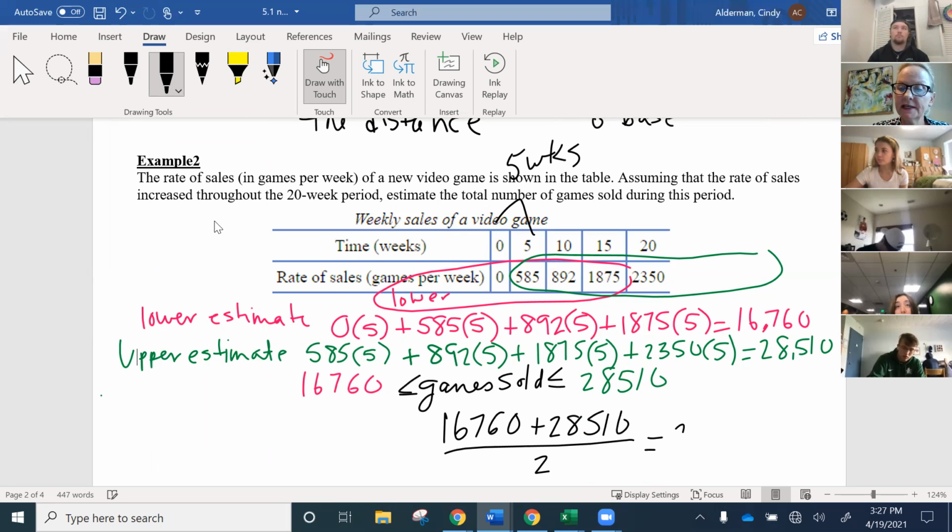So here we could say, with the numbers we're given, this is the best that we can do. And so watch on Wiley if they're asking you to estimate. Because I'm going to show you a formula for getting the exact answer, but if they're not asking for the exact, they're asking you to do the lower estimate, the upper estimate, and then average the two. So this is a good estimate, and I should use this squiggly line to notice that it's an estimate. Games sold.